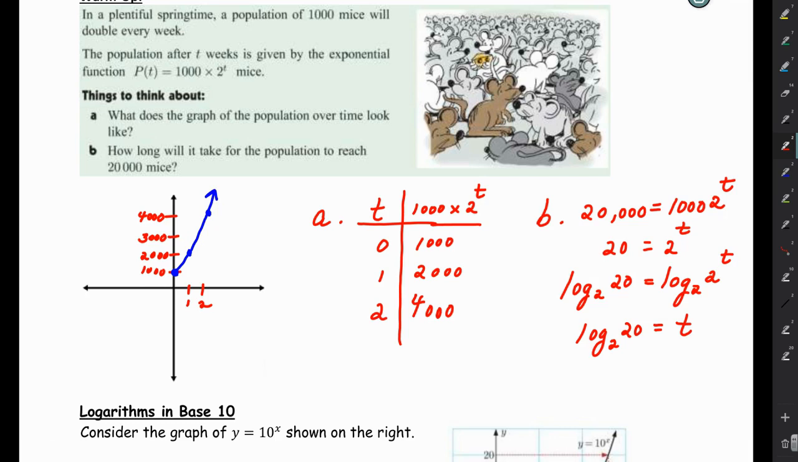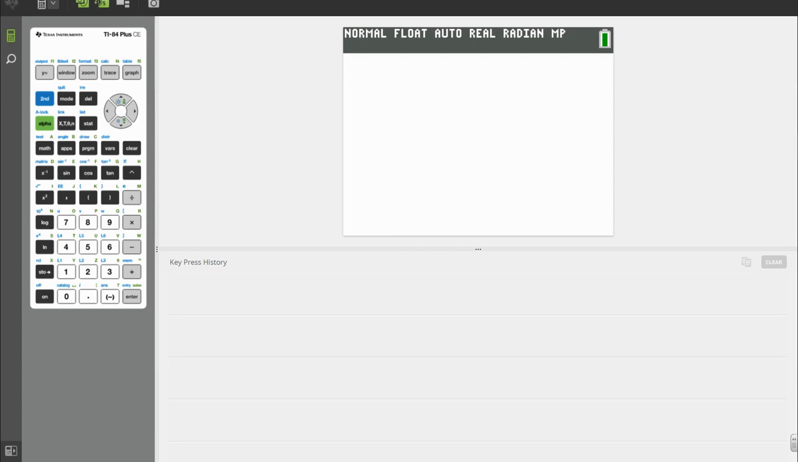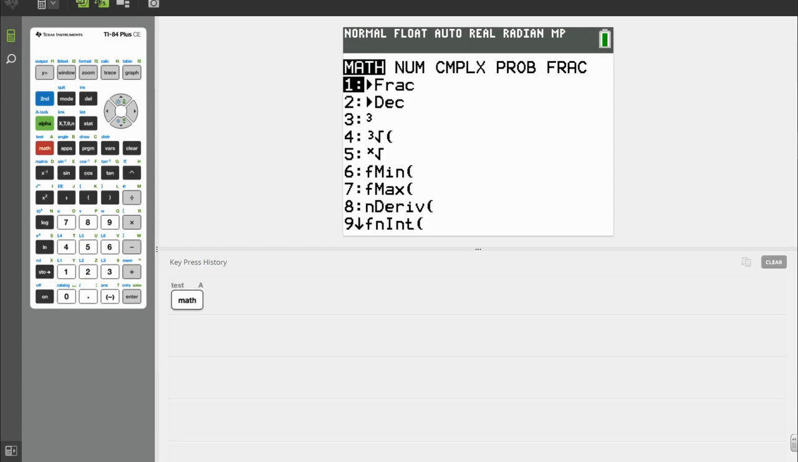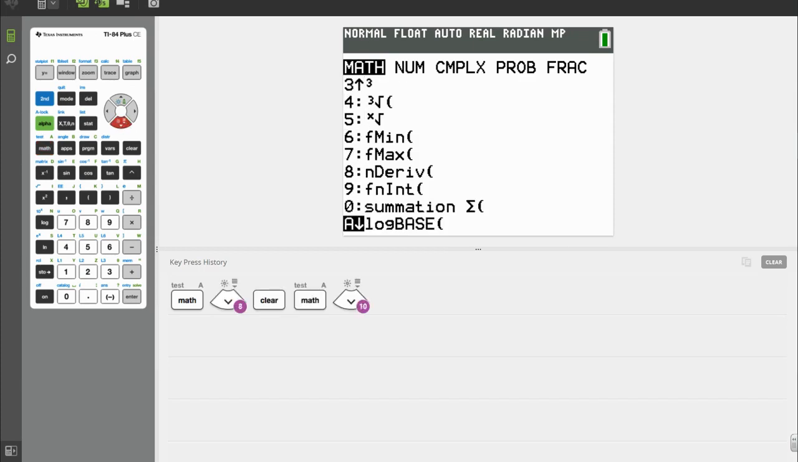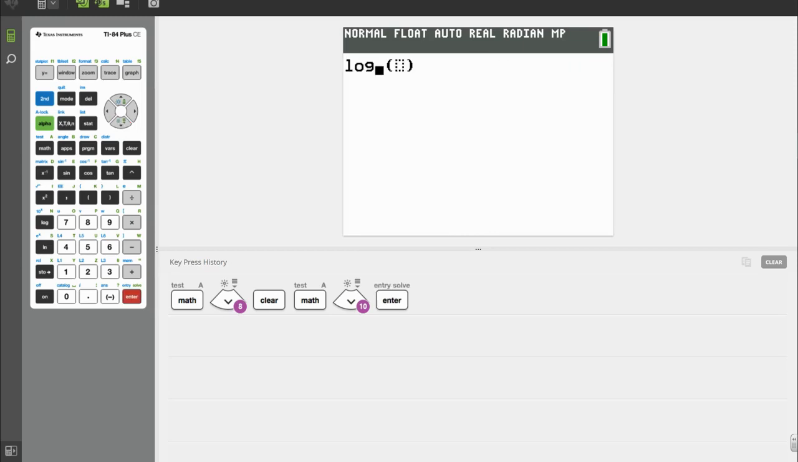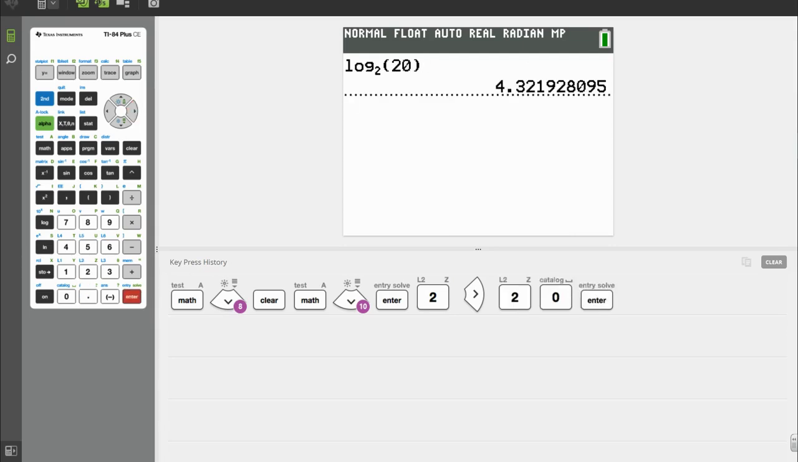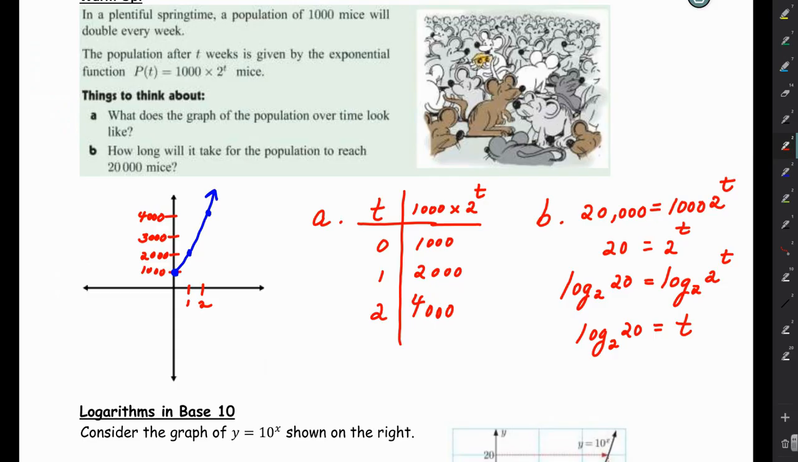And then we can just put log base 2 of 20 in our calculator. So we'll go to our calculator. We're going to go to math, and we're going to scroll down and look for the log function. All right, we're going to pick log base. We're going to type a 2, 20, and we get 4.32. So let's write that in. T is approximately 4.32 weeks.